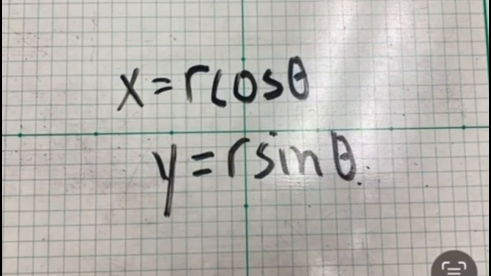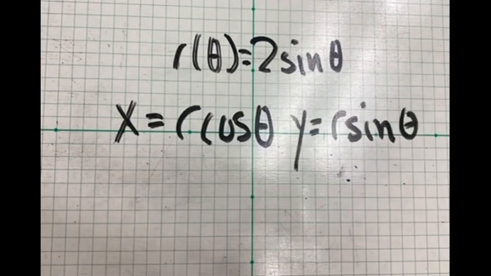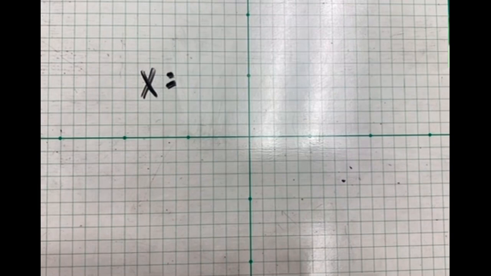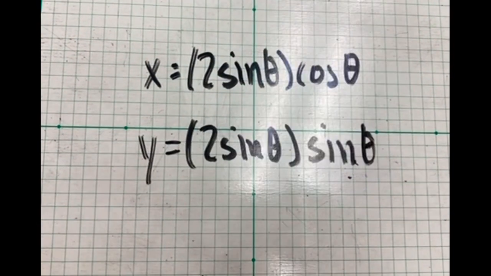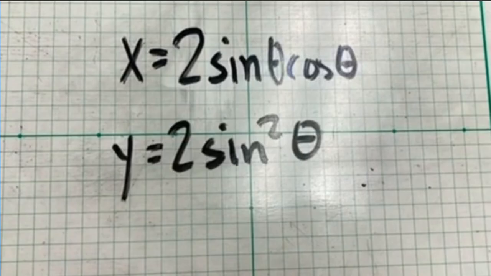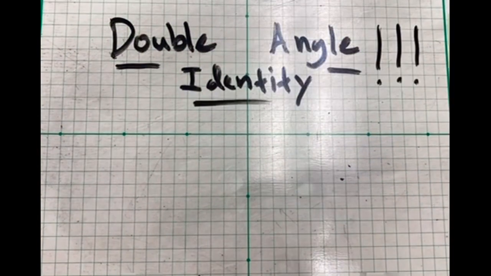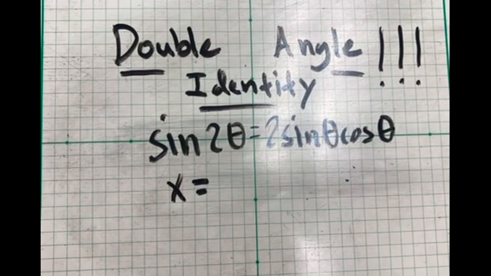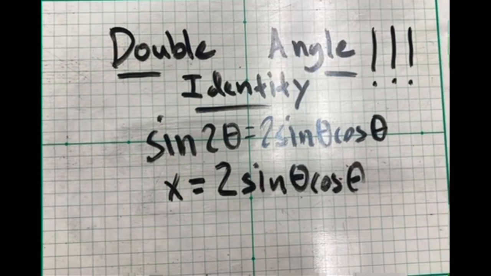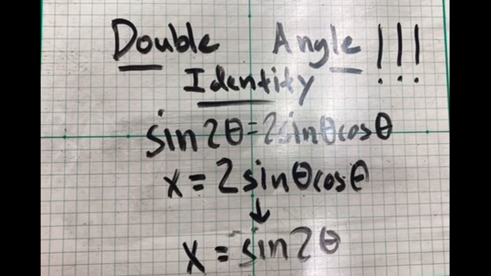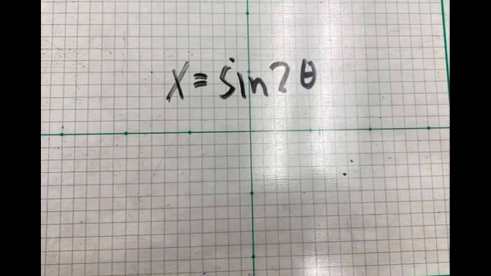To start with finding our first derivative, we need to plug in our r function wherever we see an r in our x and y functions. Distribute it out, and we have x and y functions with respect to theta. Here's a little trick. The double angle identity says that sine 2 theta is equal to 2 sine theta cosine theta, and since our x function is equal to 2 sine theta cosine theta, we can turn it into sine 2 theta. This makes it a lot easier in the next step.